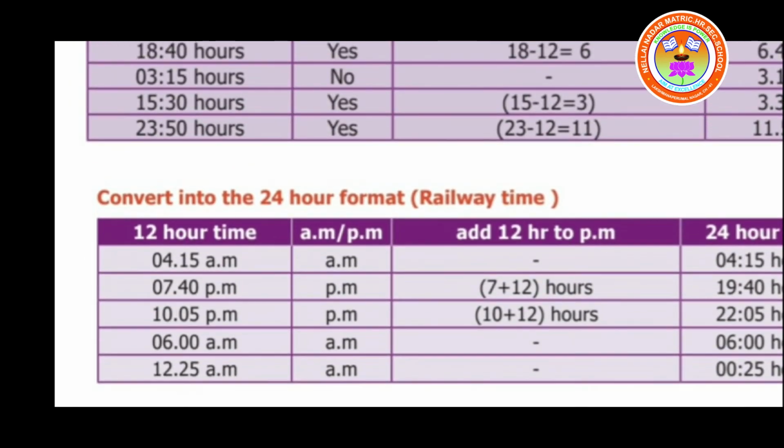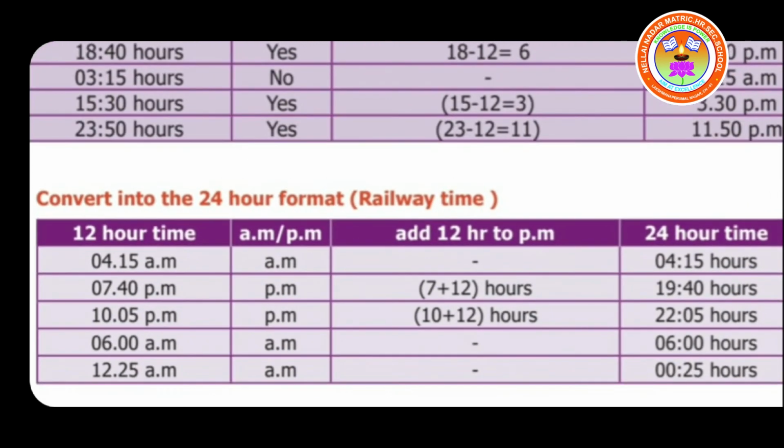See, 12-hour time, now 4:15 a.m. It is in a.m., so there is no need to change anything. You just write as it is, 4:15 hours. 7:40 p.m. The p.m. you have to change. When you convert into 24 hours, you have to add 12. So 7 plus 12, you will get 19. So 19:40 hours is your answer. Okay. Now next, 10:05 p.m.